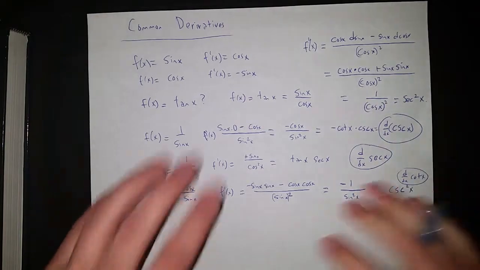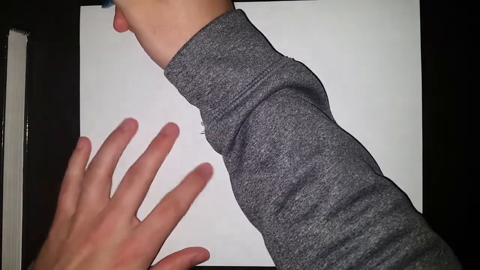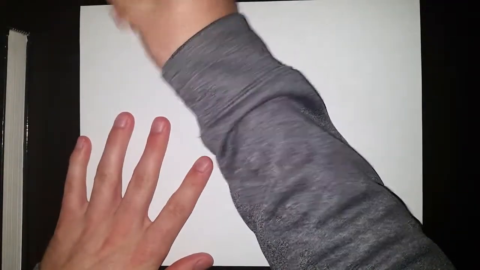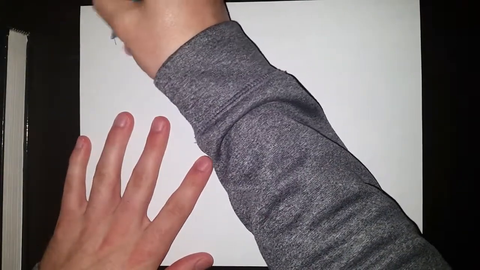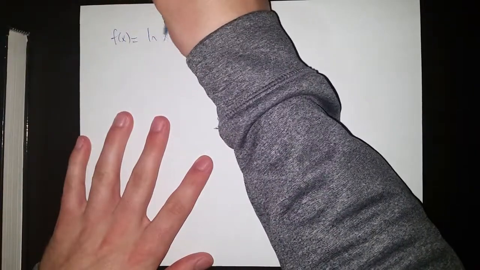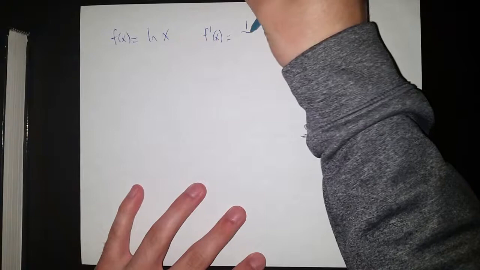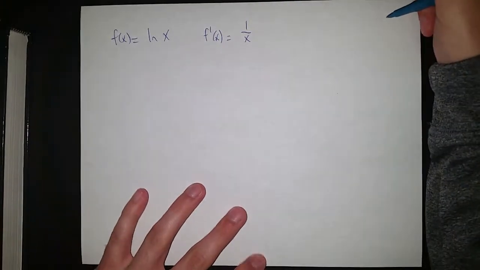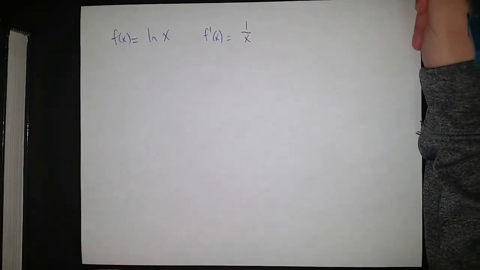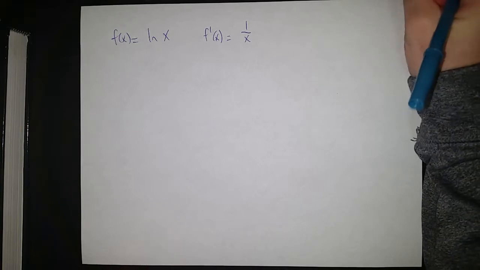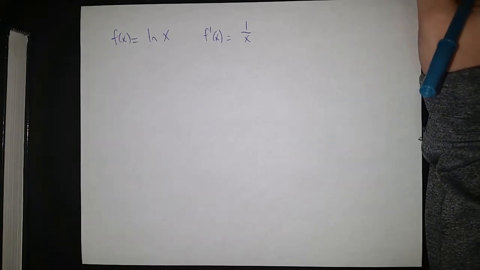Okay, so let's move on to some more common derivatives. Okay, so let's do the logarithm function. So if f of x equals ln of x, then f prime of x equals 1 over x. And that's just a rule. I have a very intuitive explanation for that.